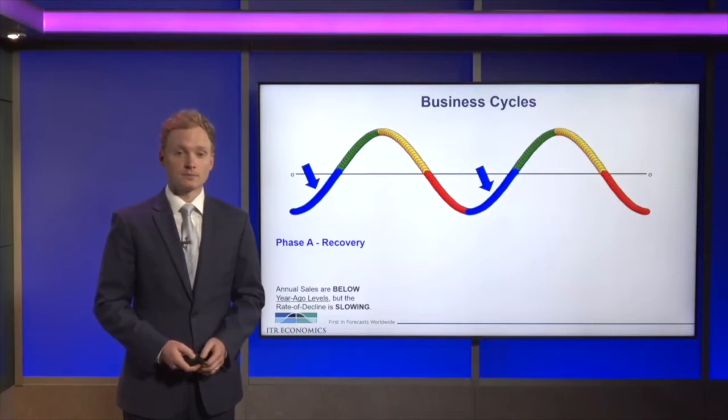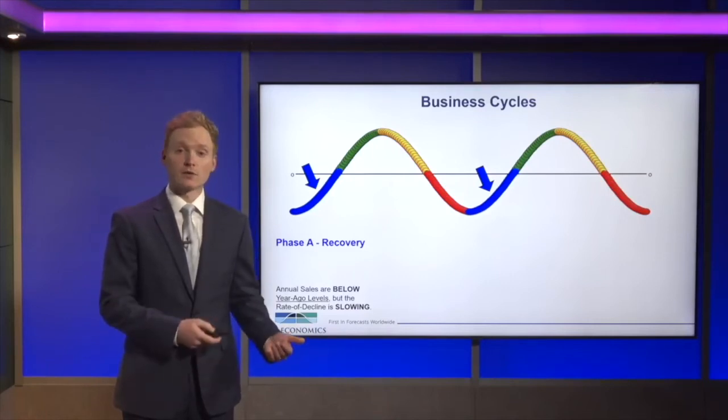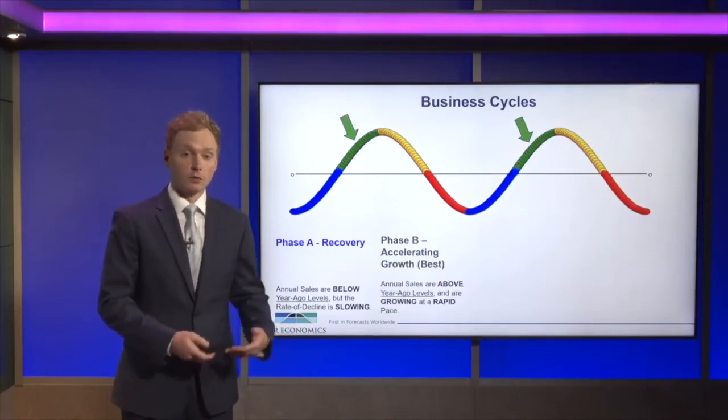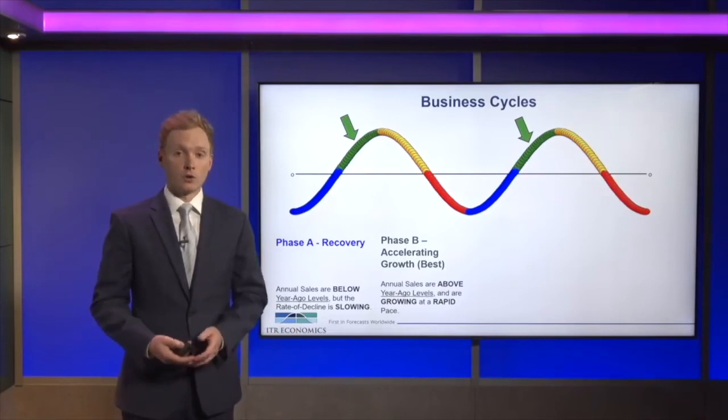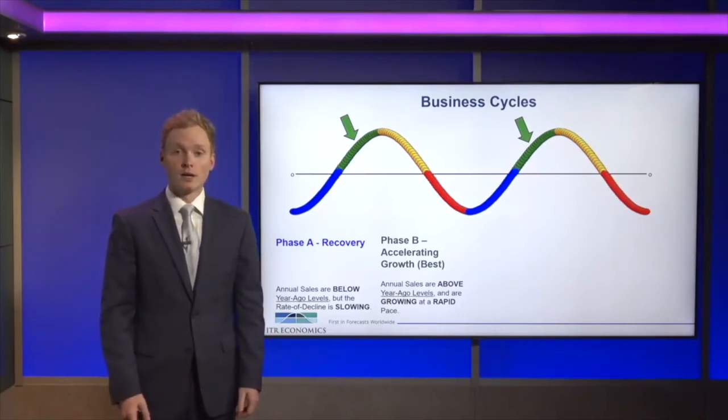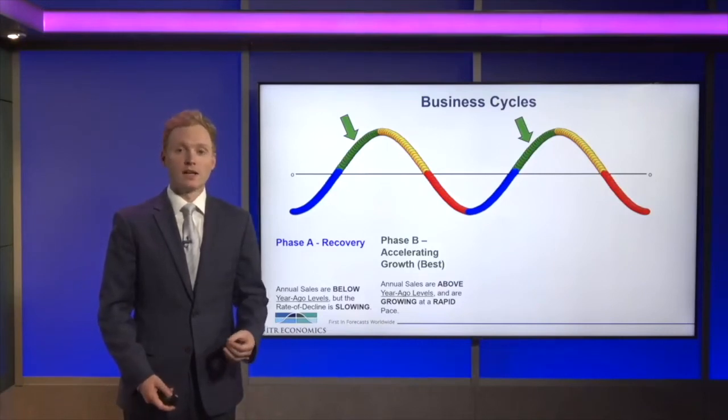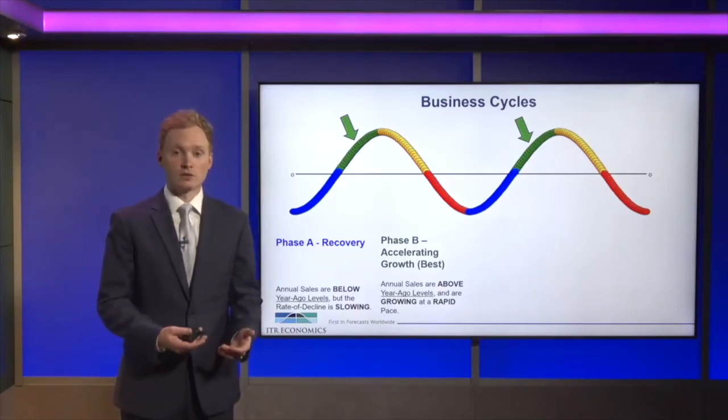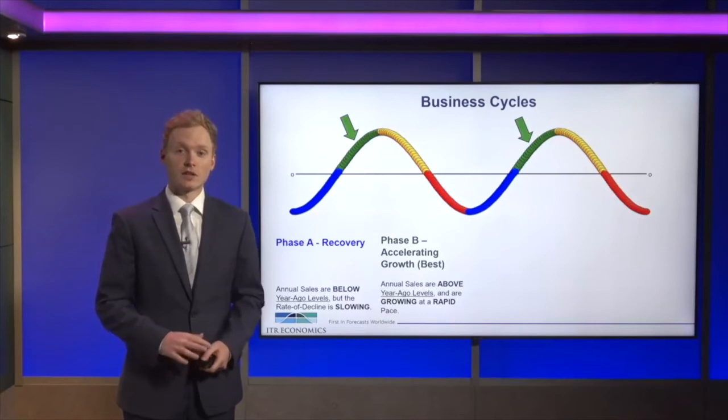Phase A then transitions, as it did for the example data set I just showed you, from recovery into accelerating growth, when that annualized growth rate gets above zero and is rising. Each month after the other, we're growing at a faster and faster pace. The pace at which the business is moving forward is gaining steam. We are accelerating. We call it the best phase of the business cycle, because obviously that's where most businesses want to be for as long as possible.